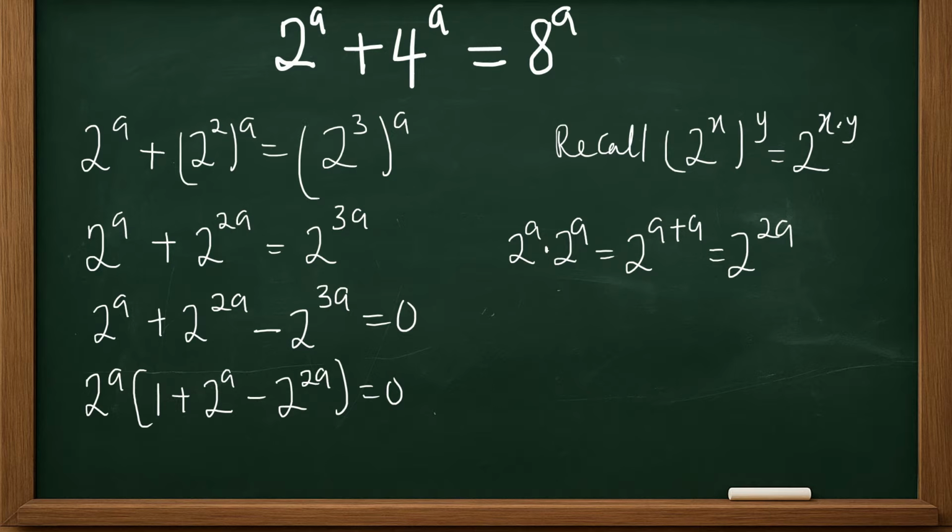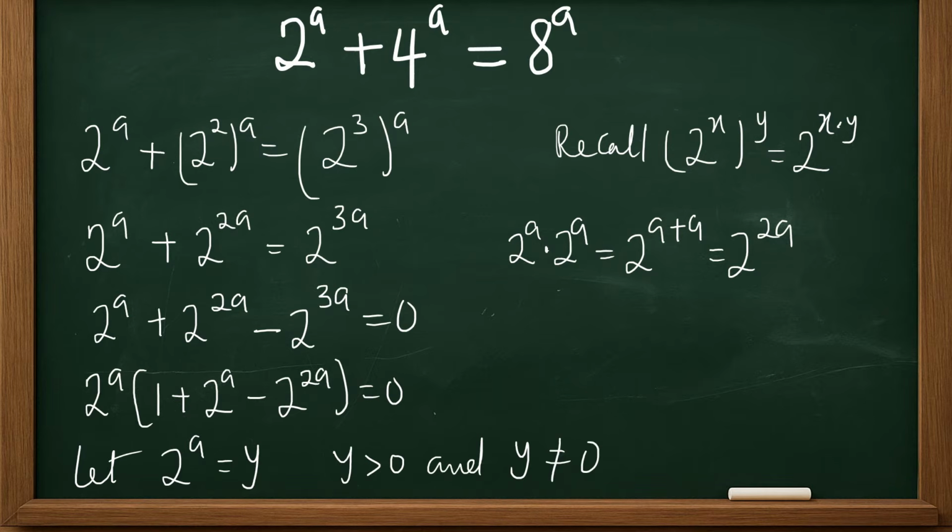Now, let 2 to the power of a be equal to y. One thing you have to take note of here is that since 2 to the power of a equals y, then y must be positive. y must be greater than 0. And also, y is not equal to 0. It is never possible for the value of y to be equal to 0, and it is not possible for the value of y to be negative.